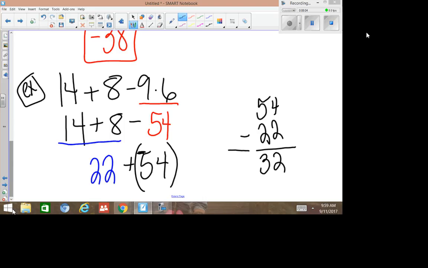So, somebody else besides Thomas, Addison, Angel, Pierce, somebody tell me. Lucas. Is this a positive 32 or a negative 32? Negative. Why? Why is it a negative 32? Why do you think, Madeline? Because 54 is bigger. Very good.